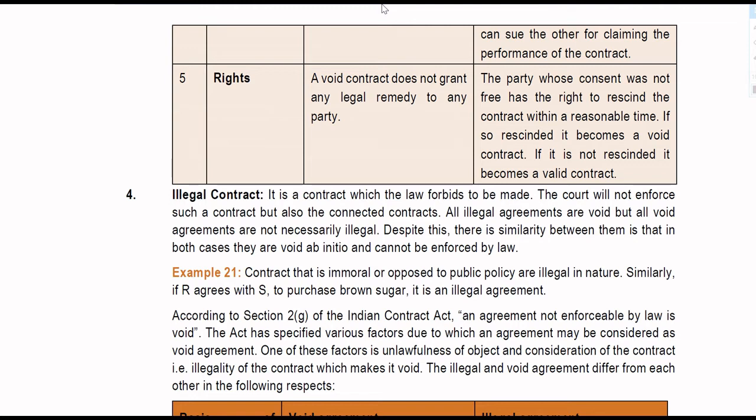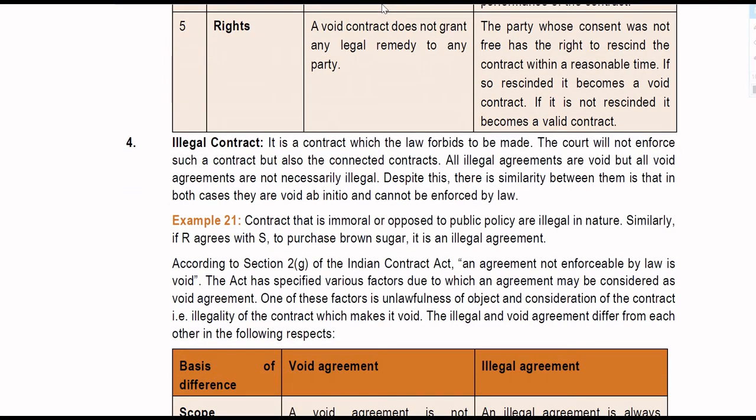See, in an illegal contract, the intention is unlawful, the intention is to harm people, so it is an illegal contract. An illegal contract is definitely void, but all void agreements are not illegal contracts. Example: contracts that are immoral or opposed to public policy are illegal in nature. Similarly, if R agrees with Y to purchase brown sugar, it is an illegal agreement.